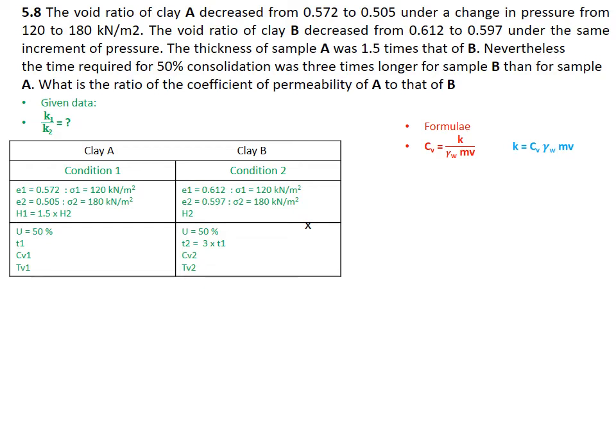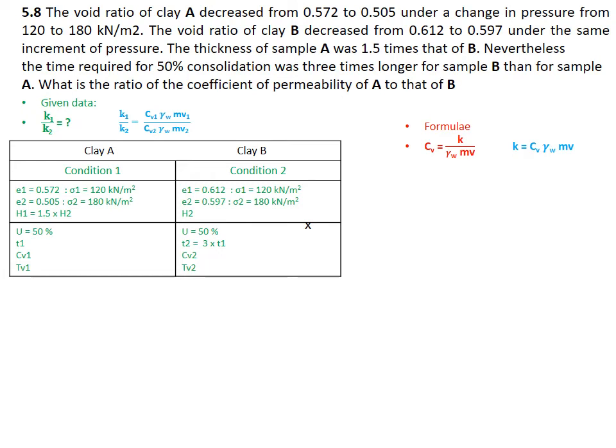we'll get K1 by K2 equals CV1 gamma W mv1 upon CV2 gamma W mv2. Now we can see that gamma W, we can cancel it out from numerator and denominator. As you know, both are different soils, so CV1, CV2 is different and mv1, mv2 is different. Now we have to calculate CV1 and mv1. These are the two unknown values.